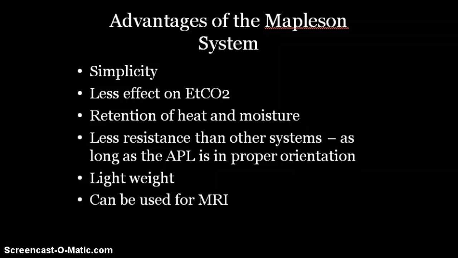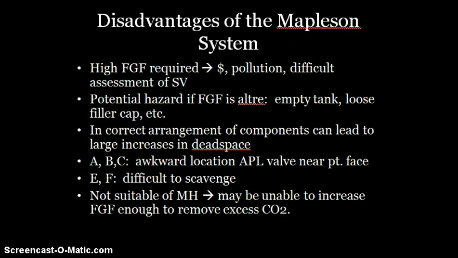Some of the advantages of the Mapleson system are its simplicity, which translates to low cost and durability. A buffering effect exists within the system that makes end-tidal CO2 less affected by alterations in minute ventilation. Rebreathing of gases conserves heat and moisture. Resistance to flow is low in these due to the large caliber tubing, which decreases work of breathing, but the APL must be adjusted properly. Their light weight makes it less likely for inadvertent removal of the mask or endotracheal tube due to drag. The Mapleson D with an aluminum APL can go into the MRI.